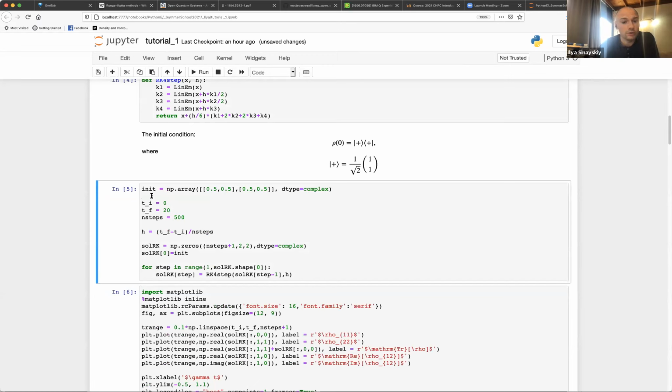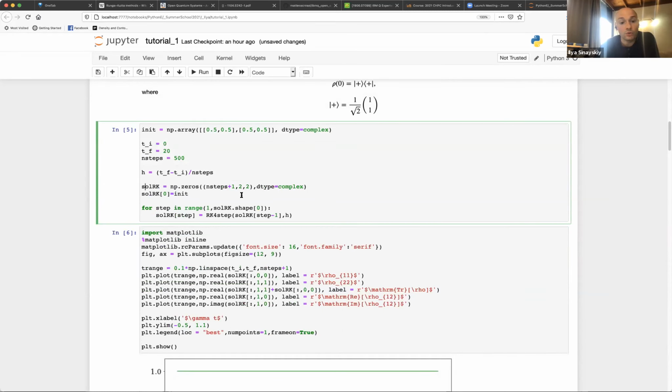So we have our initial condition, it will look like this. Our initial time is 0, our final time is 20. We're going to divide it into 500 steps. So we can calculate the step size: final minus initial divided by the number of steps.